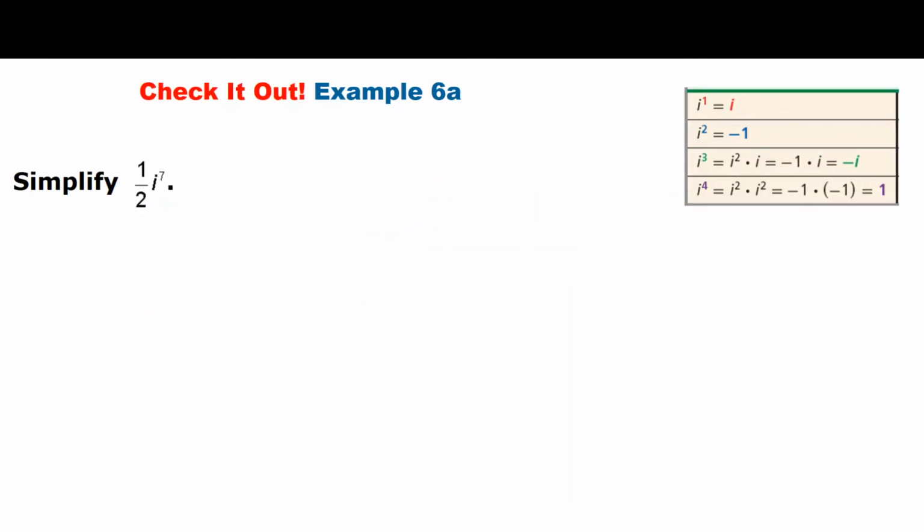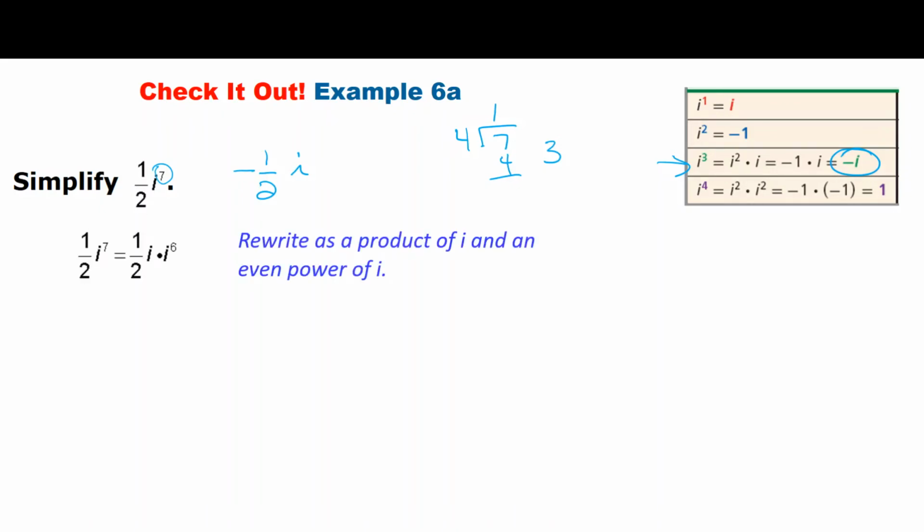Let's try a different one. Again, I'm going to show you my way first, and then we'll follow the book's way, the way that they teach it. I just say 4 divided by 7, is 1 with 3 left over. So that is going to be negative i. And so I see that this is actually going to be -1/2 i. All right, so let's look and see how the book tells you to do it.